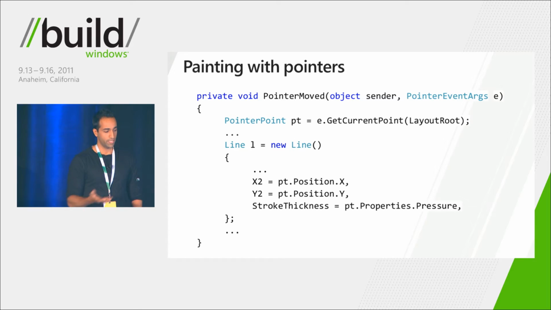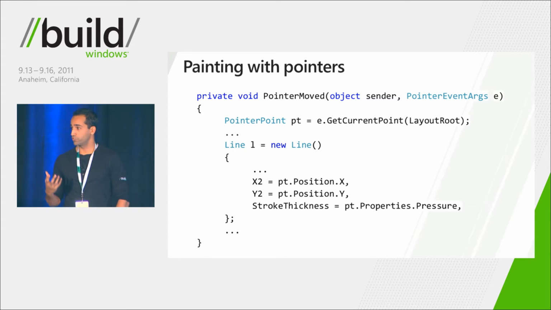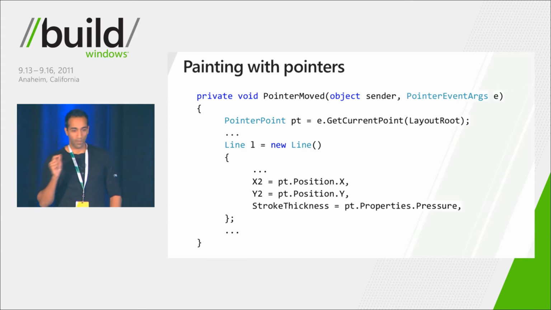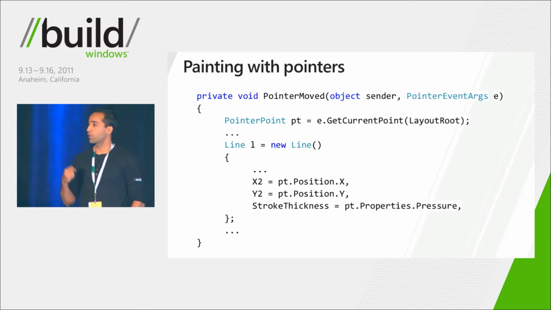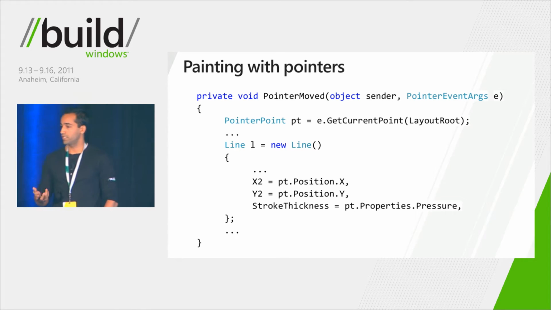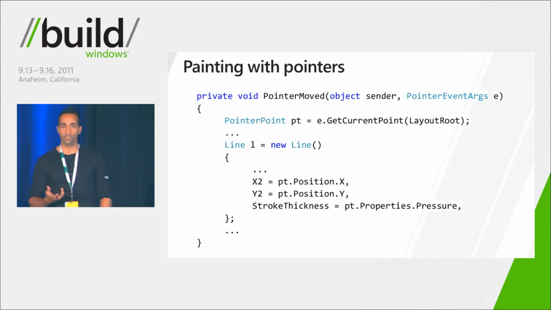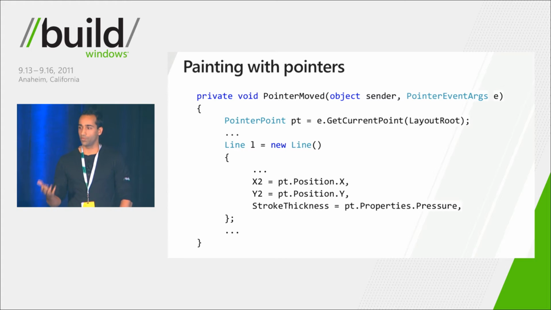And you can see the first thing I'm doing is getting the pointer point, which I mentioned. So that's generate pointer points. So every time I get a pointer moved, I'm getting a new pointer point, similar, again, to the mouse move. So I'm getting the current point relative to a UI element, in this case, the layout root. And then I'm creating a new line. And I've skipped some code here. But the important part is that I'm getting the position off that pointer point. We have a position structure. I'm diving into it, getting the x and the y.